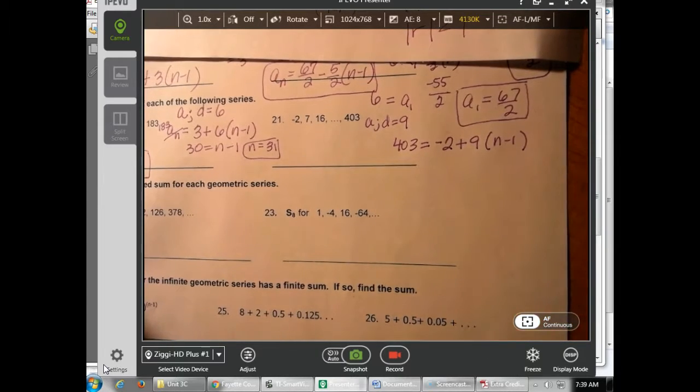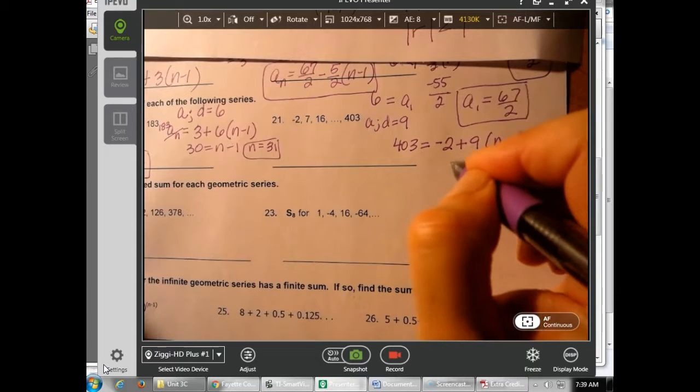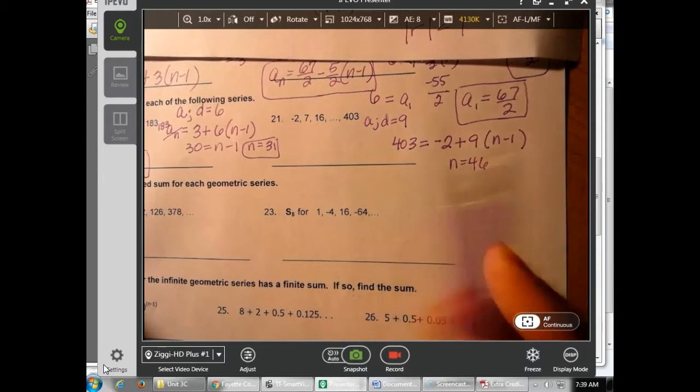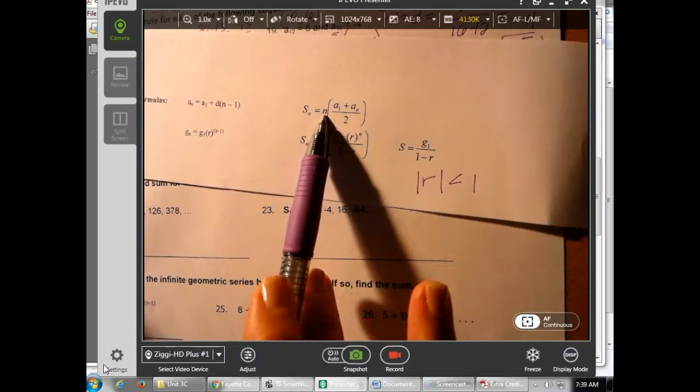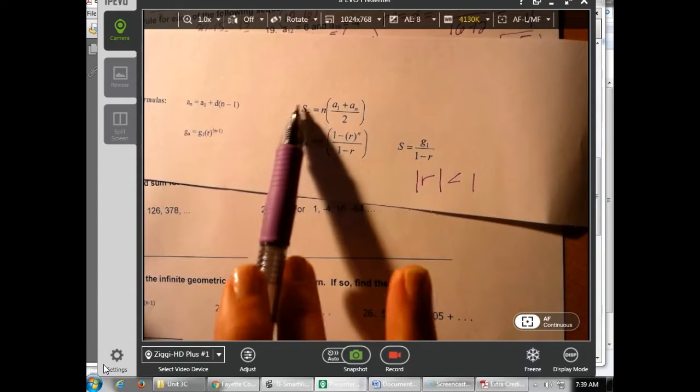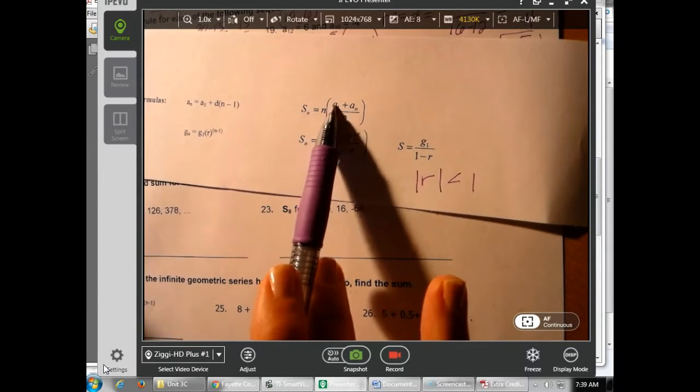Okay, so I got an n of 46, and again I'm just using this formula right here, and I know n is 46, so I use it there and there. And it doesn't really impact anything here. And then I know the first and the last term.